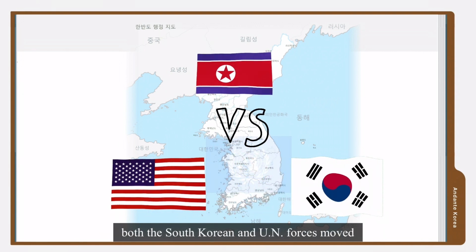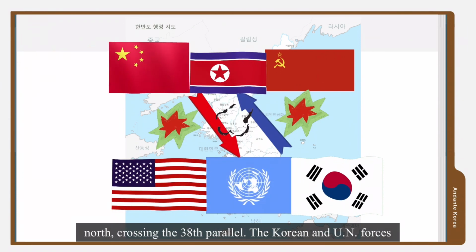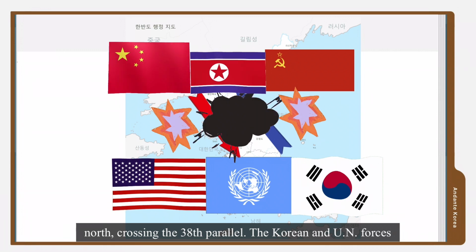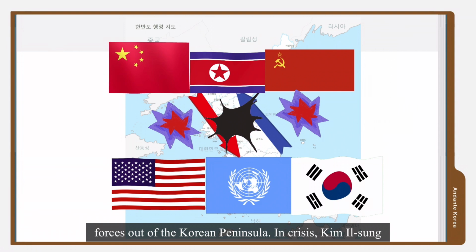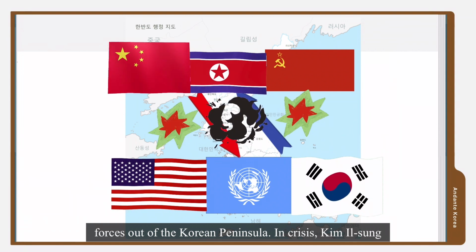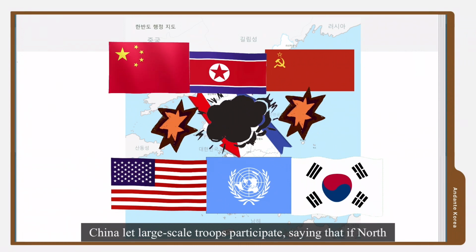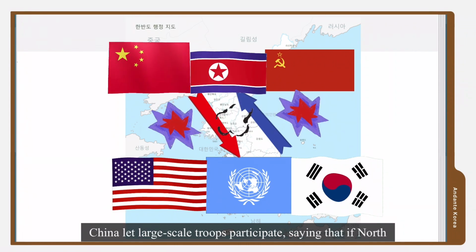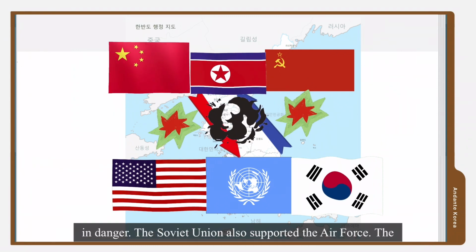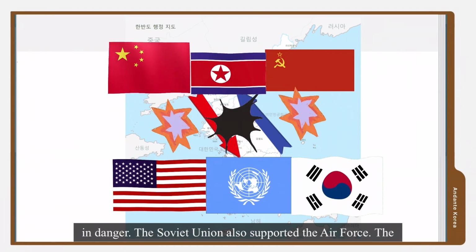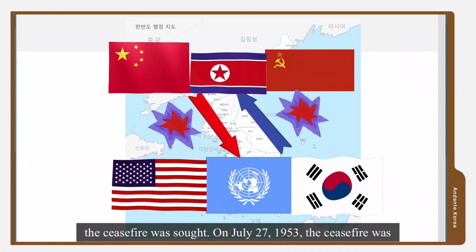After the restoration of Seoul, both the South Korean and UN forces moved north, crossing the 38th parallel. The Korean and UN forces went on offensive to drive Communist forces out of the Korean Peninsula. In crisis, Kim Il-sung asked Stalin and China for help. China let large-scale troops participate, saying that if North Korea collapses, it will also be in danger. The Soviet Union also supported the Air Force. The front line stalled and a ceasefire was sought.